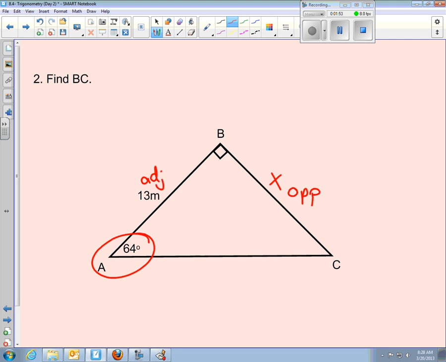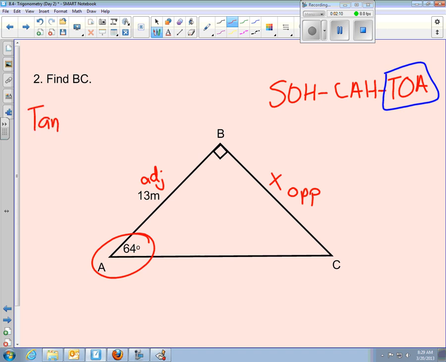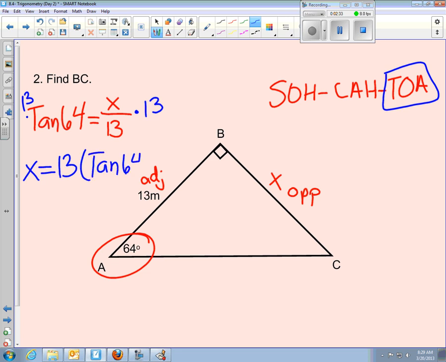So thinking about SOHCAHTOA, we want to decide what we are going to be doing: sine, cosine, or tangent? Well, we have opposite and adjacent, so that is going to give us tangent. So we are going to do the tangent of our angle 64 equals our opposite over our adjacent. We want to get the x by itself, so we have to get rid of that divide by 13, so we're going to times by 13. If we do it to one side, we must do it to the other side. So that's going to give us x equals 13 times the tangent of 64.